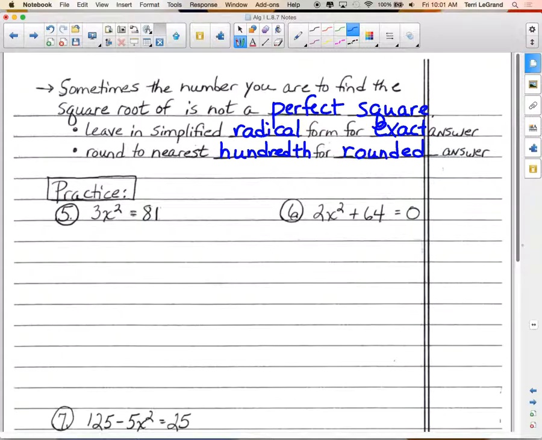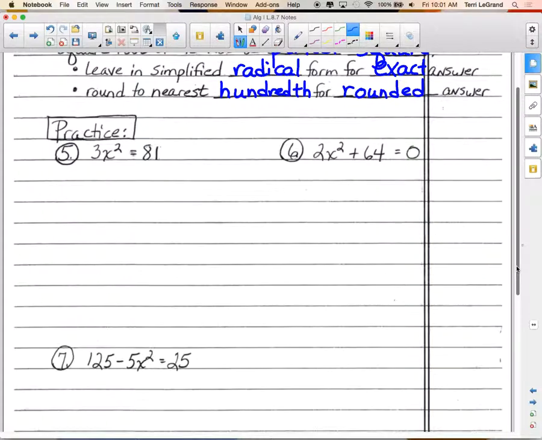Okay, so let's take a look at the first one we have here. 3x squared equals 81. What's true about 3x squared? Perfect square or no? No. How about 81? Yeah, it is, but that's not going to do us any good. They both have to be, don't they? Yeah, so we'll still do the same thing, though.